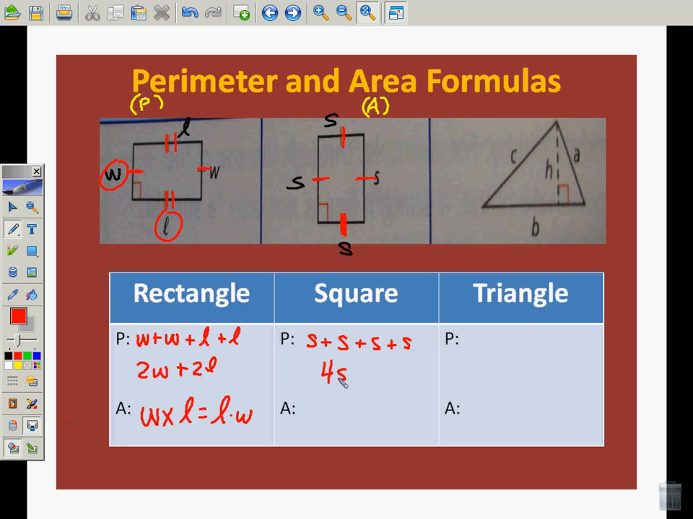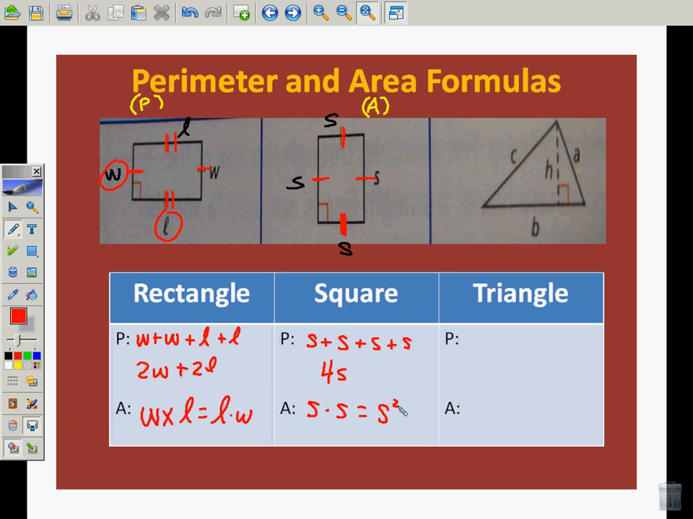Even though they don't look it, they're marked. And the area is going to be S times S, which is equal to S squared. Notice, the length and the width are the same. So it's still length times width, but they just happen to be the same, so it's going to be side squared.